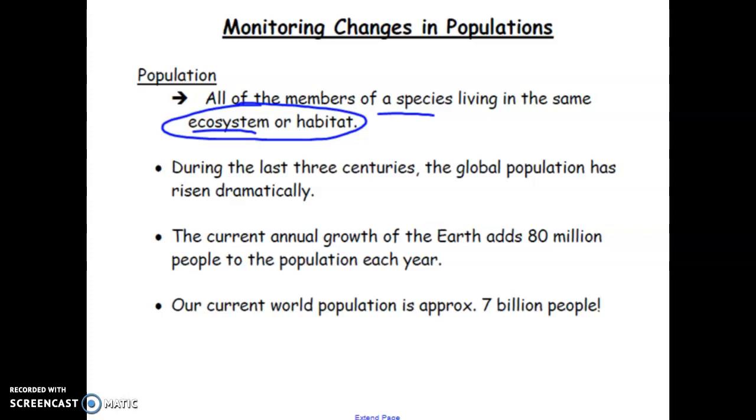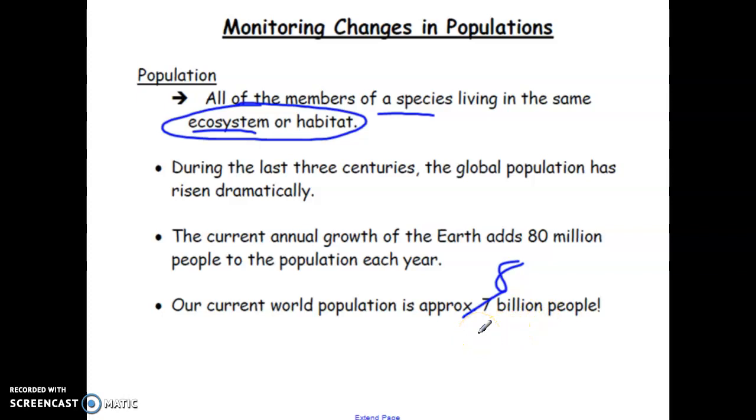So in terms of global population, in terms of human population, there are lots of people that are born every day and that die every day, right? So it's a balance of growth and depletion of population. So actually this stat is a little bit old. We're actually approximately 8 billion people currently.